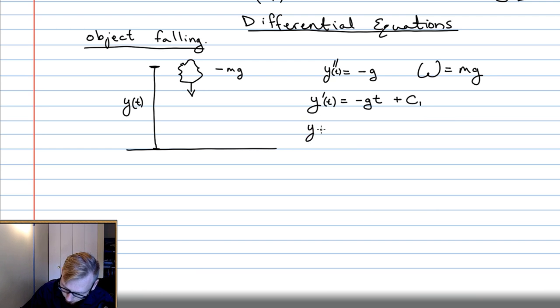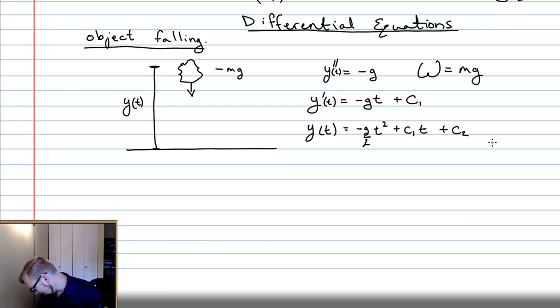And then we'll integrate it again, and we'll get negative g over 2 t squared plus some first constant times t plus some second constant. And that's just the beginning of what a differential equation looks like. We've got some function that we integrate and we find the solution to it in this context. So if we plug this back into here, we'll get the answer. Now that's a very simple one.